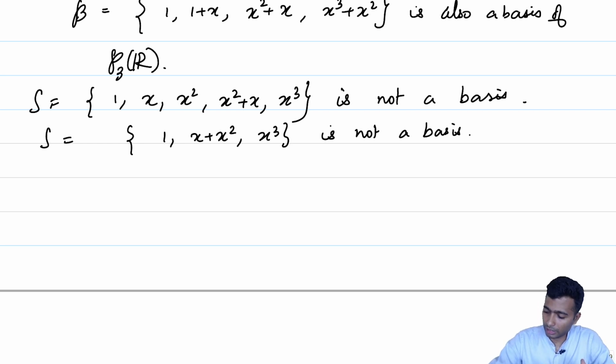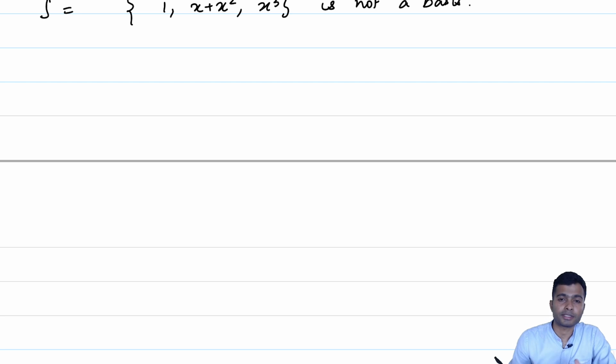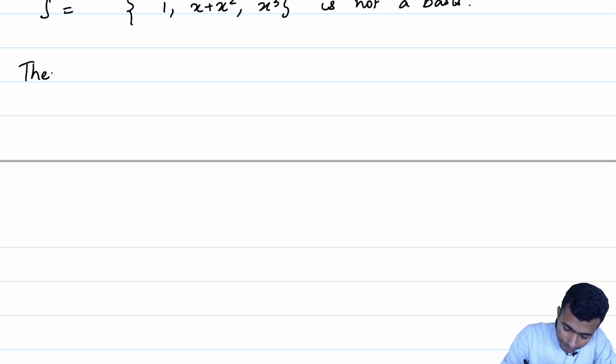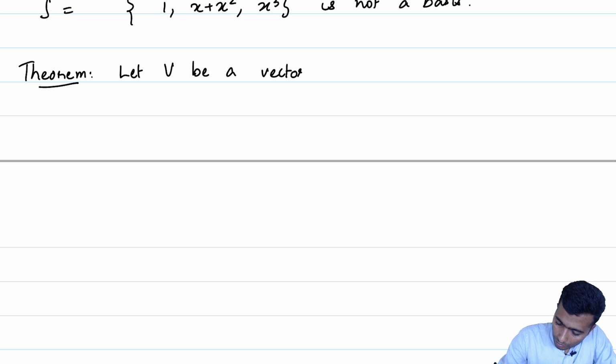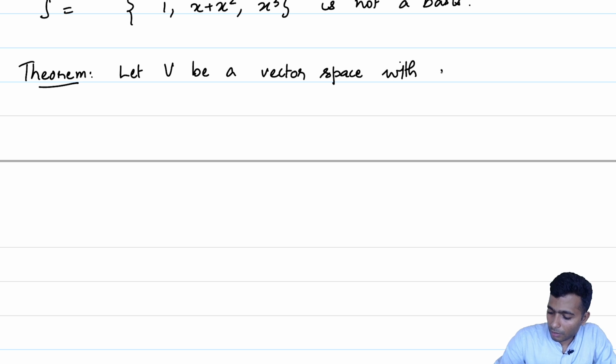So, the theorem tells us that if you take any vector in our vector space V, then the vector can be written as a unique linear combination of vectors in the basis. So, every element can be uniquely written as a linear combination of vectors in a basis. So, let us state the theorem. Let V be a vector space with a finite basis.